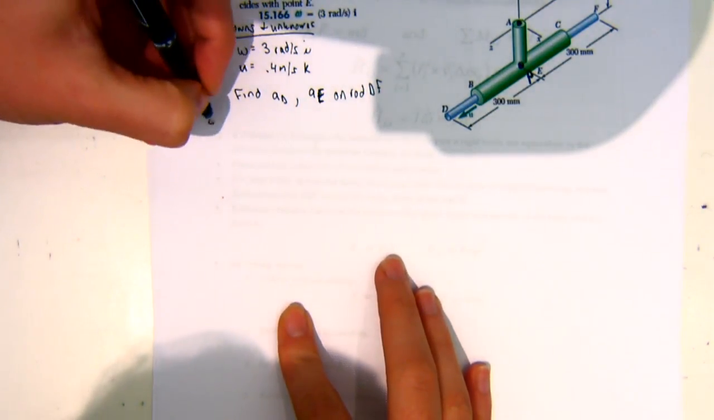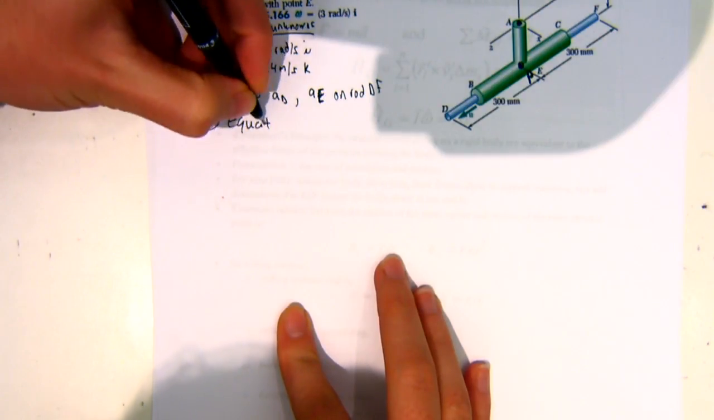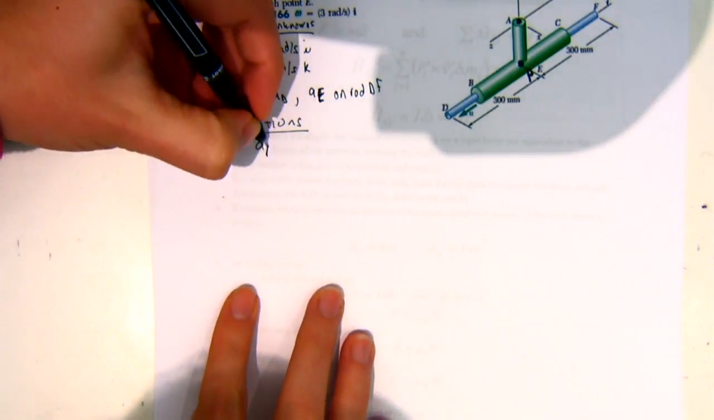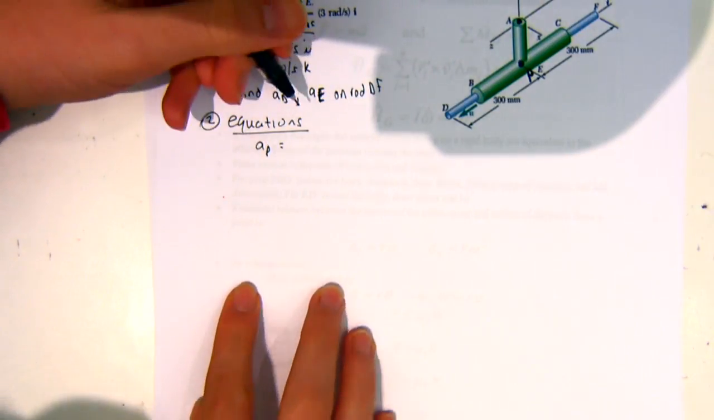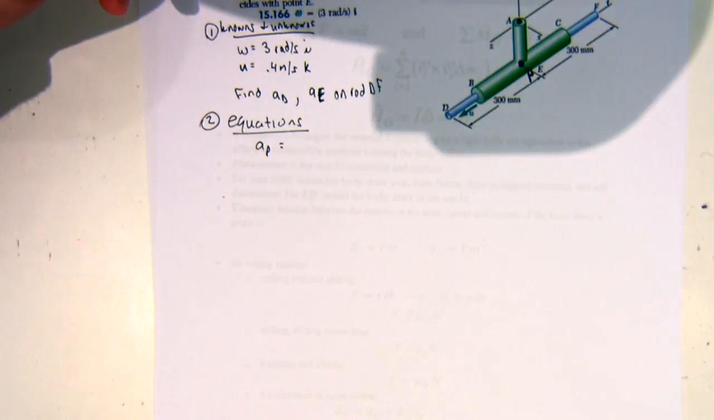All right, next are equations. We know that we're talking about acceleration, so we have our lovely long equation. For acceleration of any point, we're going to have 4 different components. Do you remember what those 4 components are called? We have normal, tangential, Coriolis, and slip.